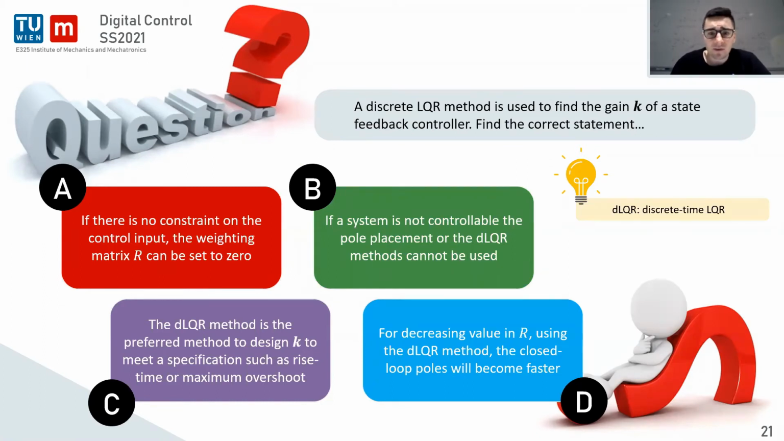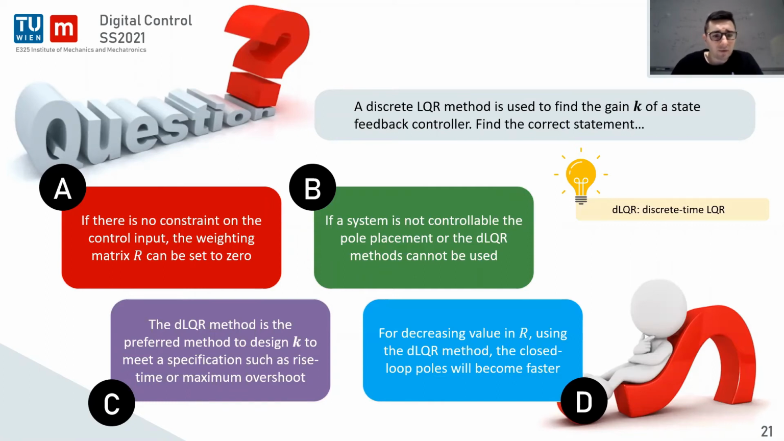Then the second answer is, if the system is not controllable, the pole placement or dLQR method cannot be used. This is true for pole placement, but not for dLQR. So for pole placement, you need it to be controllable. For dLQR, you only need it to be stabilizable and detectable. Stabilizable means that all the unstable eigenmodes should be controllable, but the stable eigenmodes are not necessarily controllable. We don't really care because it's stable. So if we cannot control it, it will inevitably go back to 0 because it's stable.